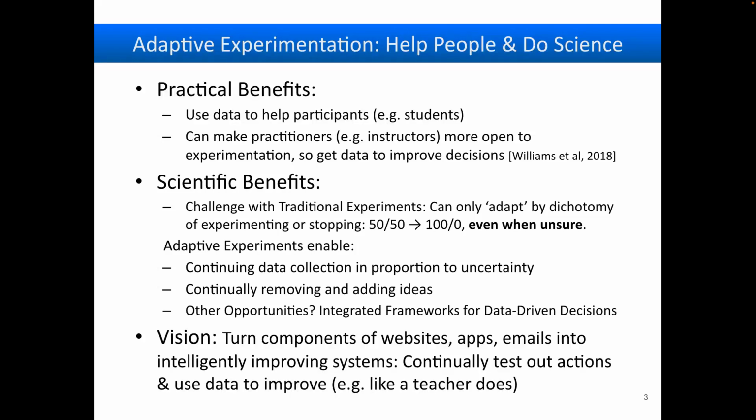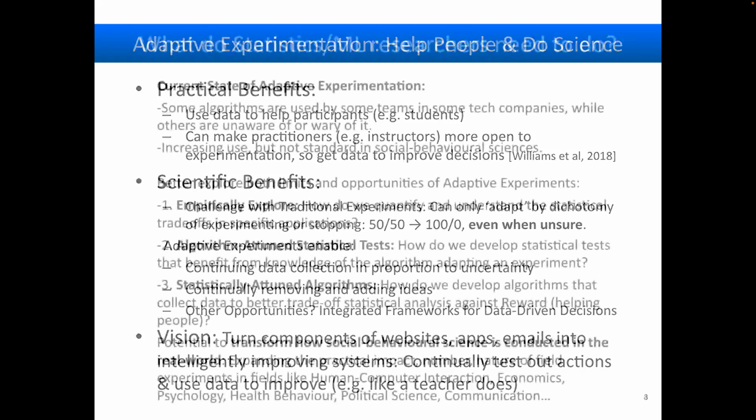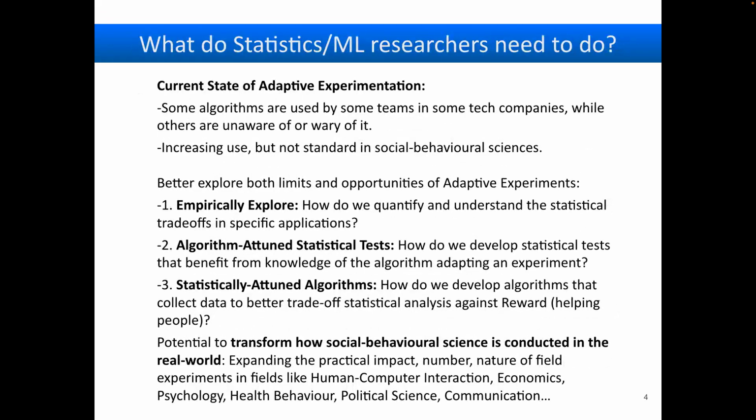Still on that vision, are you all intrigued? Well, now I have a question for you. What do statistics and machine learning researchers have to do to support that? This is a very rough characterization, but in terms of the current state of adaptive experimentation, which could be 100 different things, at least the approach I talked about, assigning people in proportion to the probability that this may be the best arm or condition.